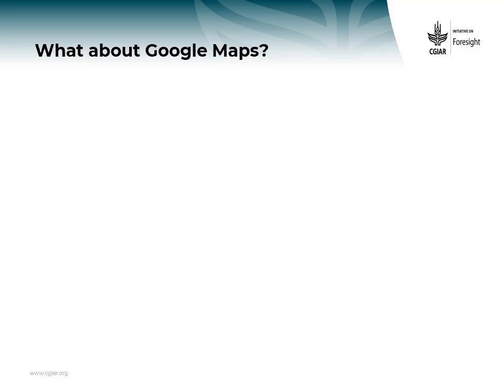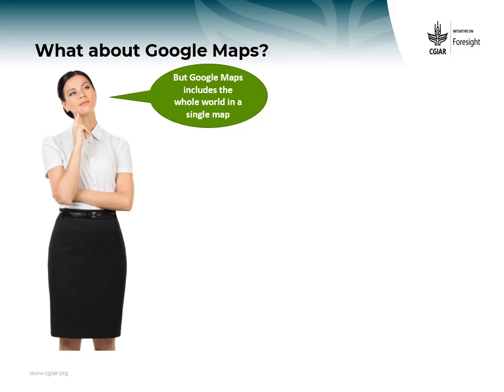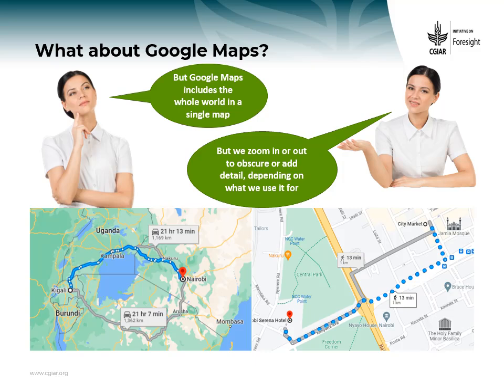Even in the computerized world of Google Maps, which aims to contain every detail of the spatial world in a single map, we focus on only some aspect of the map when we use it. If we are trying to see where Nairobi is in relation to Kigali, we zoom out, hiding a lot of detail. If we want to get from the Serena Hotel to the Nairobi City Market, we zoom in, ignoring most of the world.